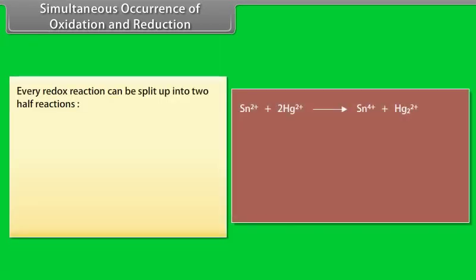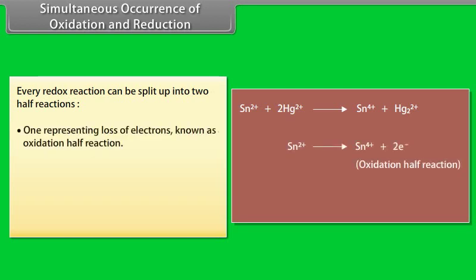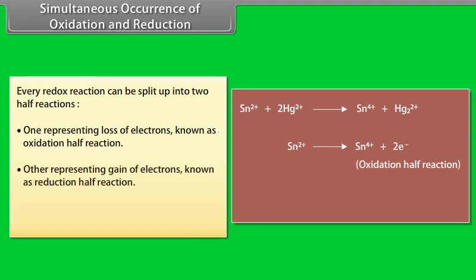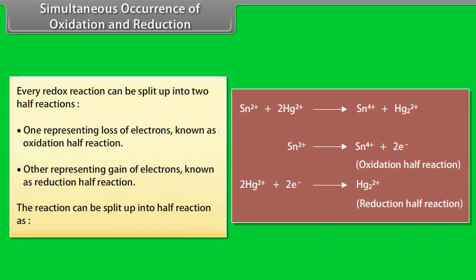Every redox reaction can be split up into two half reactions. One representing loss of electrons, known as oxidation half reaction. The other representing gain of electrons, known as reduction half reaction. The reaction can be split up into half reactions as Sn2+ gives rise to Sn4+ plus 2 electrons. This equation is the oxidation half reaction. And 2Hg2+ plus 2 electrons gives rise to Hg2 2+. This equation is the reduction half reaction.